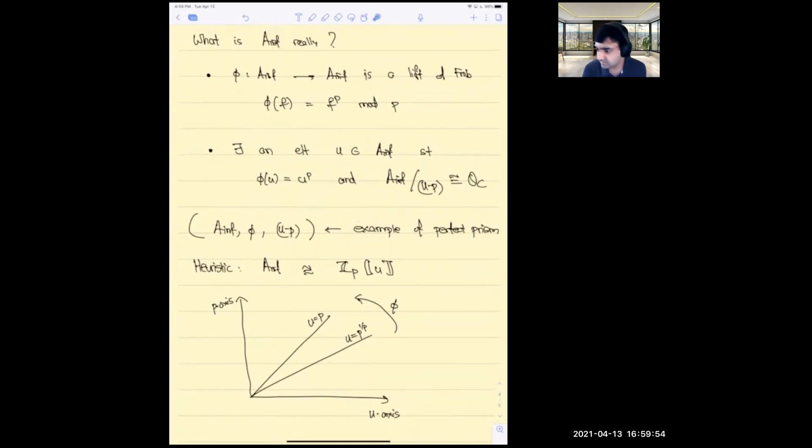So that was a fast introduction to Fontaine's A-inf. Are there questions about it? Again, I'll fill in this picture more as I go along.